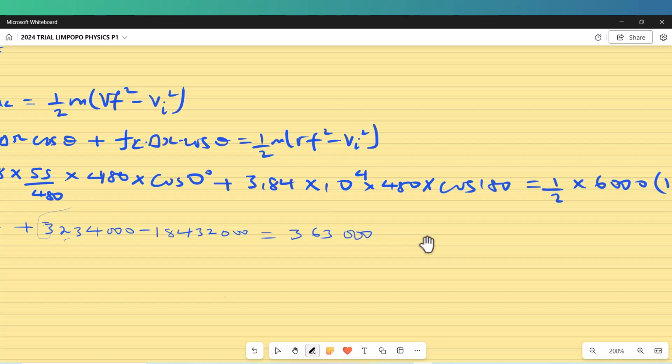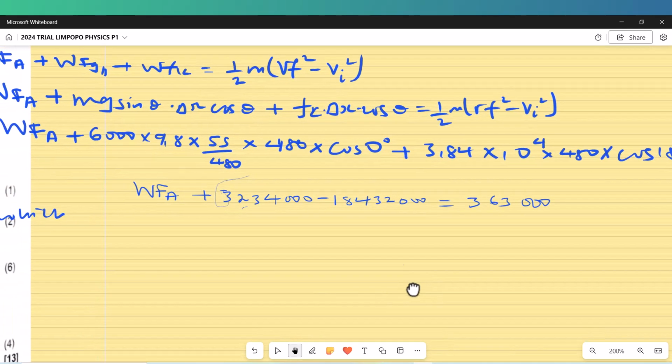Now in this particular case, collect like terms. I'm looking for W_FA to get power. So this one becomes positive, so it becomes a minus here. Finally, here I'm going to get my work done by the force of the engine, equals 15.